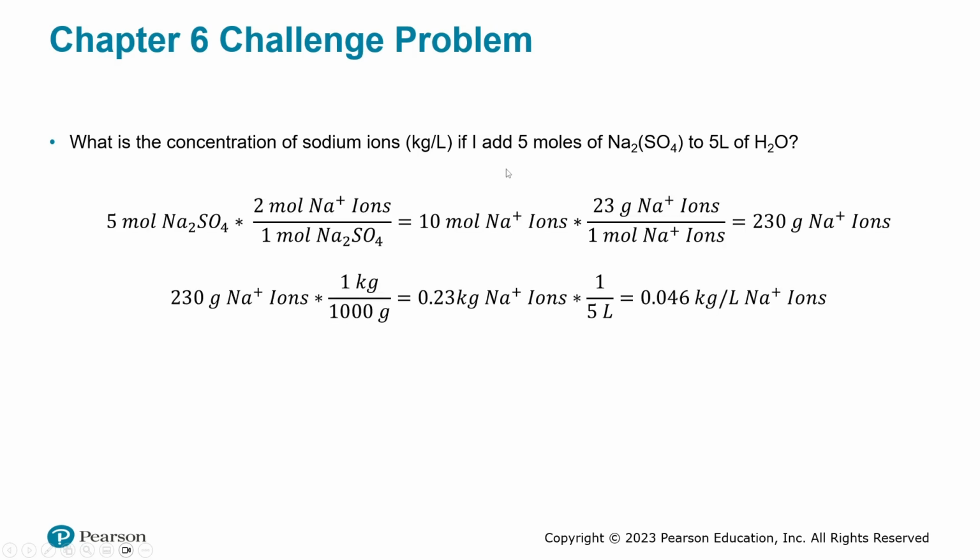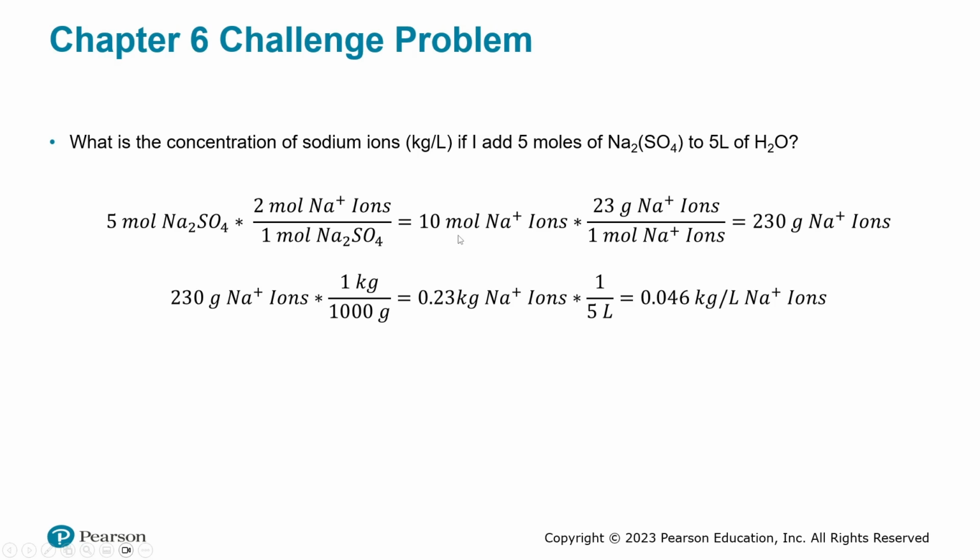So the first thing is we want to take our given piece of information, 5 moles of sodium sulfate. We want to find the molar ratio of sodium sulfate to sodium ions. This is called a mole ratio. So we have 2 moles of sodium ions in every 1 mole of sodium sulfate. That would give us 10 moles of total sodium ions in every 5 moles of sodium sulfate.